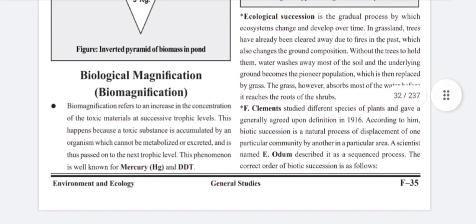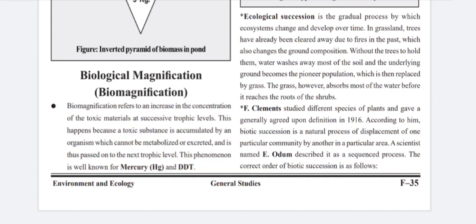Ecological succession is the gradual process by which ecosystems change and develop over time. In grassland, trees have already been cleared away due to fires in the past, which also changes the ground composition. Without the trees to hold them, water washes away most of the soil and the underlying ground becomes the pioneer population, which is then replaced by grasses. The grass, however, absorbs most of the water before it reaches the roots of the shrubs.